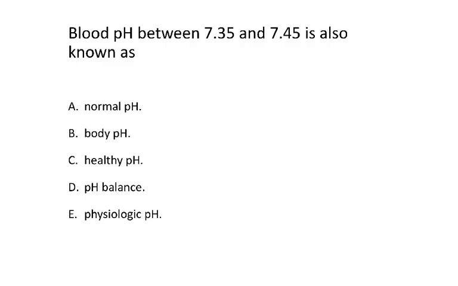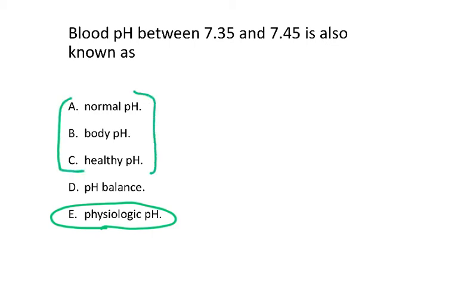I threw in another question. I think we know this one pretty well by now, right? Blood pH between 7.35 and 7.45 is known as physiologic pH, although you could probably get away with calling it any of these three up here as well.